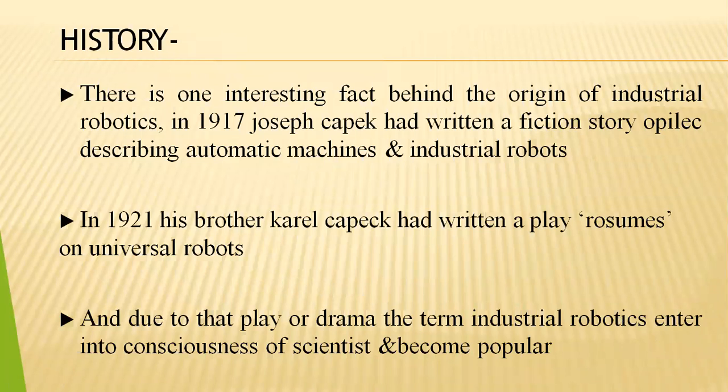Coming to its historical evolution, there is one interesting fact behind the origin of industrial robots. In 1917, Josef Capek wrote a story related to Opilec, describing automobile machineries and industrial robots. And later on, his brother wrote a play regarding Rossum's Universal Robots.